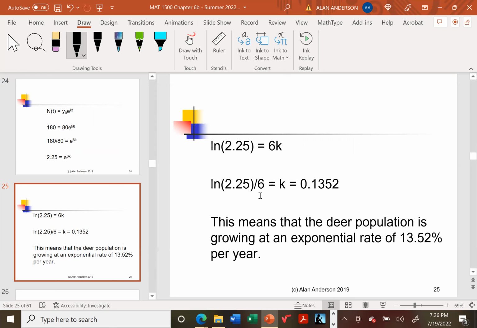So, and again, that will help us determine if maybe we need to expand the size of the wildlife preserve, maybe we don't want the deer to get too crowded in there. So this way, at least we'll have some idea of what the population is likely to look like in the future.